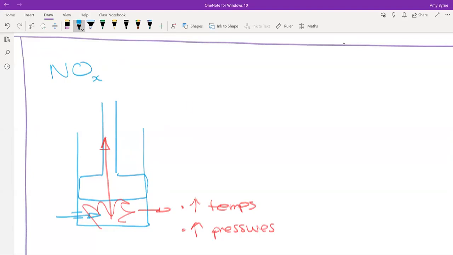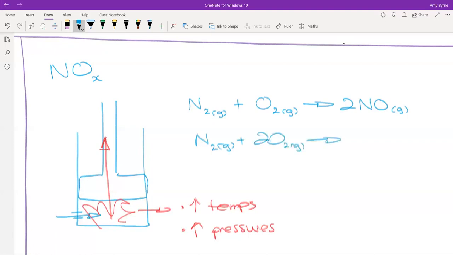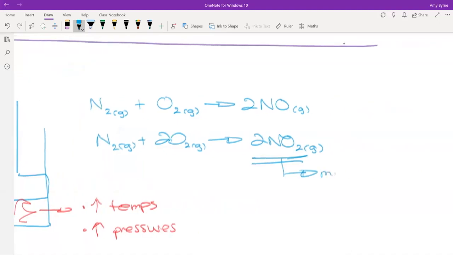But it can also take nitrogen gas, which makes up 80% of our atmosphere, and I can react it with the oxygen gas that makes up 20% of my atmosphere, and it can make 2NO, nitrogen oxide gas. Or I can have nitrogen gas reacting with 2 oxygen gases to make 2NO2 gas. This is the nasty brown stuff that I made in my experiment video.